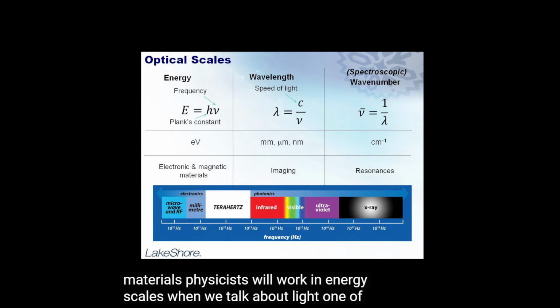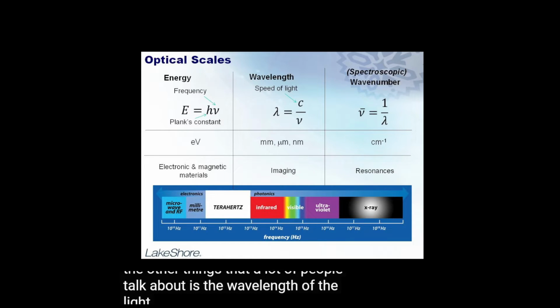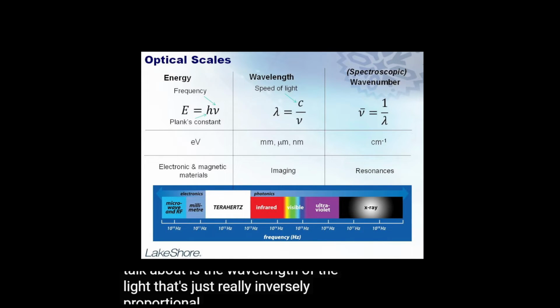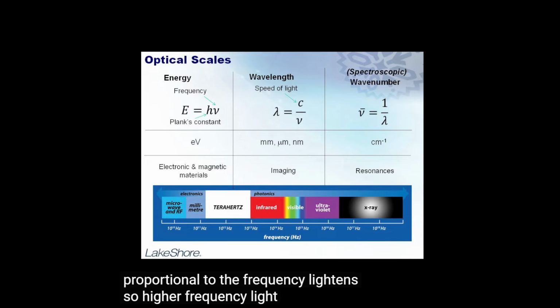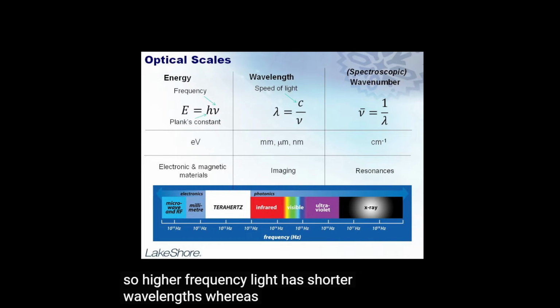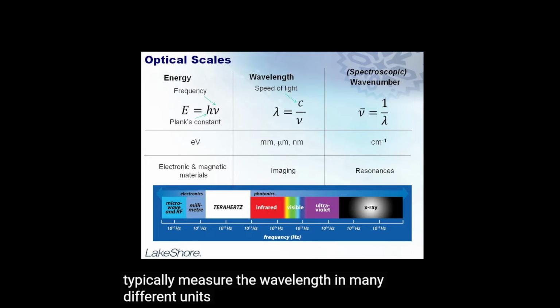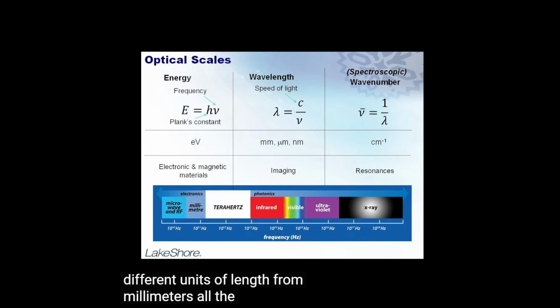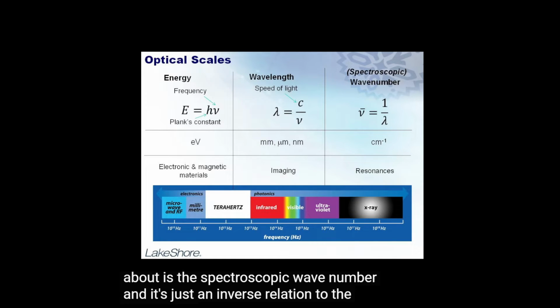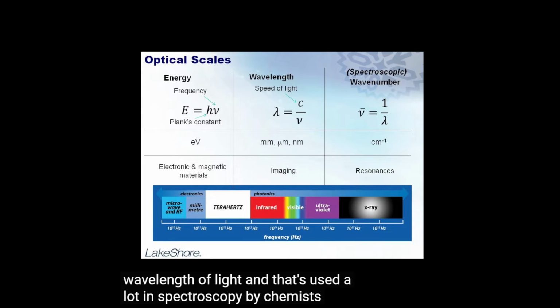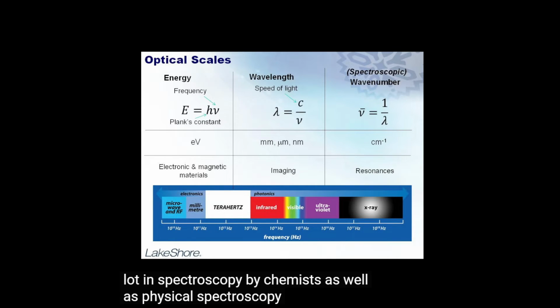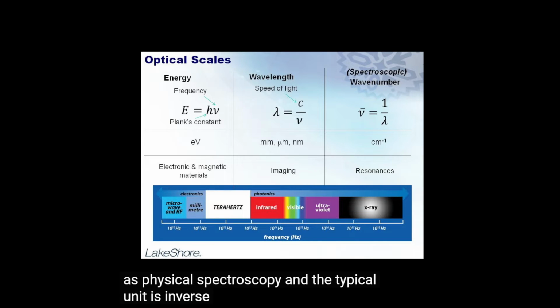When we talk about light, another thing a lot of people talk about is the wavelength of the light. That's inversely proportional to the frequency of the light. Higher frequency light has shorter wavelengths, whereas lower frequency light has longer wavelengths. We typically measure the wavelength in many different units of length, from millimeters all the way down to nanometers. Finally, the last of our optical scales is the spectroscopic wave number. It's an inverse relation to the wavelength of light, and it's used a lot in spectroscopy by chemists as well as physical spectroscopists. The typical unit is inverse centimeters.